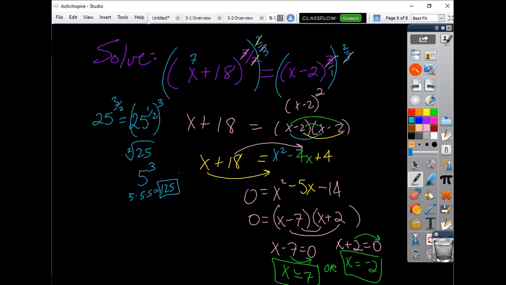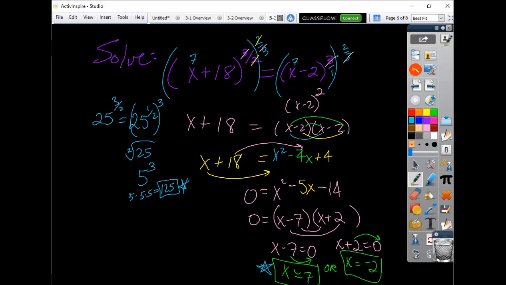And then on the other side, when you put in the 7, 7 minus 2 is 5 to that third power, so that's the same thing. So that one did work, it checked out on both. That was when I put in the 7.